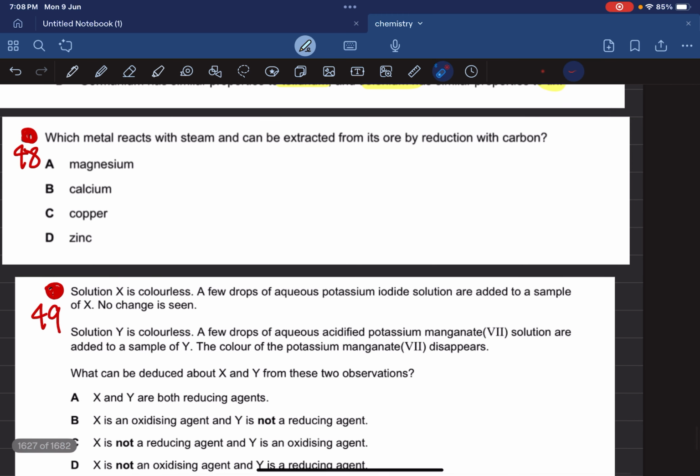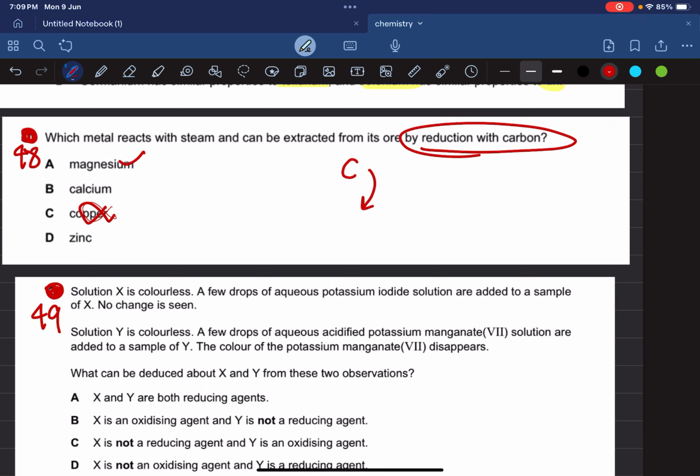Which metal reacts with steam and can be extracted from its ore by reduction with carbon? Reacts with steam, so copper is not going to react. Just learn your reactions well. It has to react with steam and be extracted by reduction with carbon. That means it has to be lower in the reactivity series than carbon. Carbon is here, so it has to be below carbon. Magnesium is definitely above carbon. Calcium is above carbon. Only zinc is below carbon.